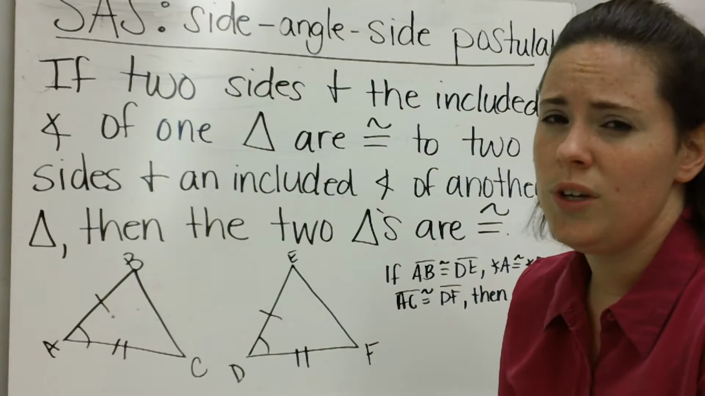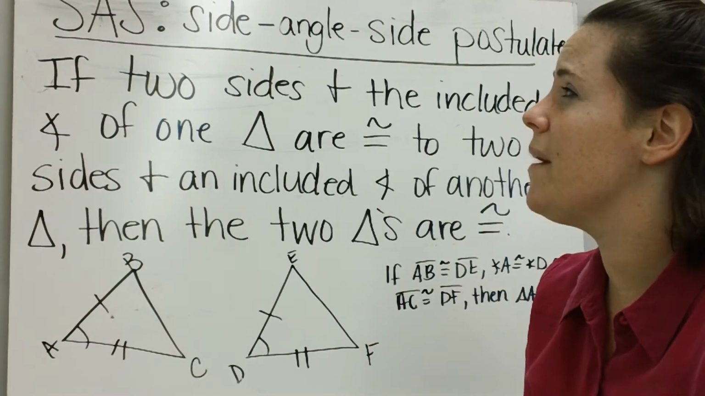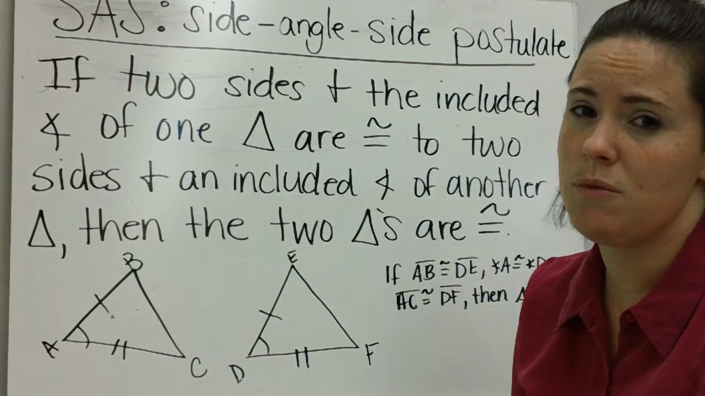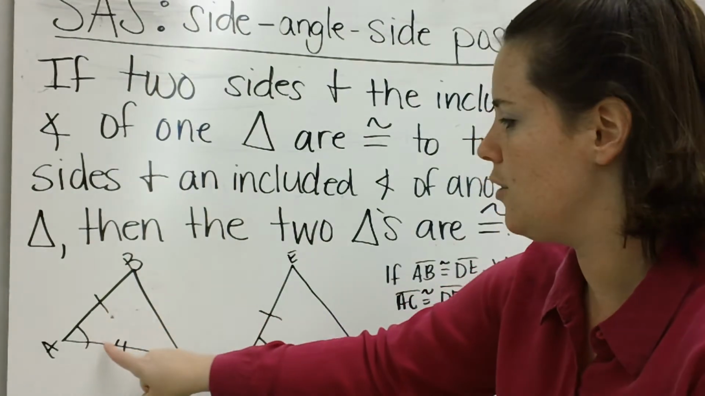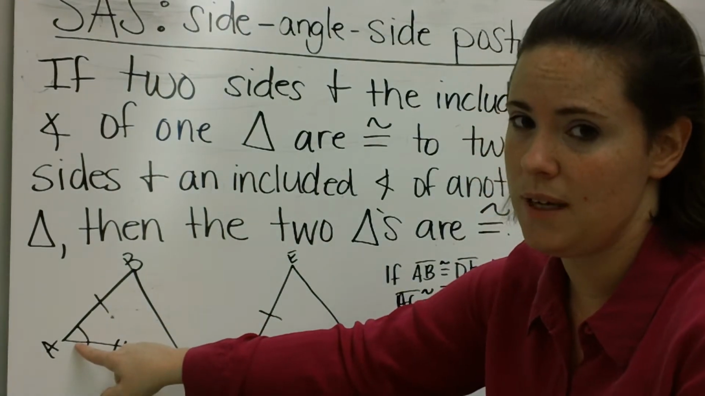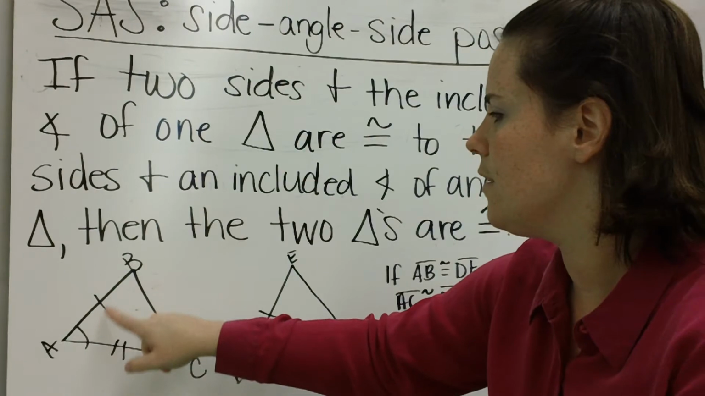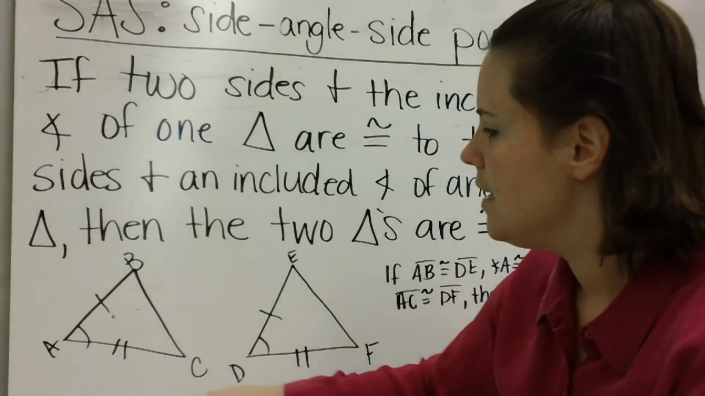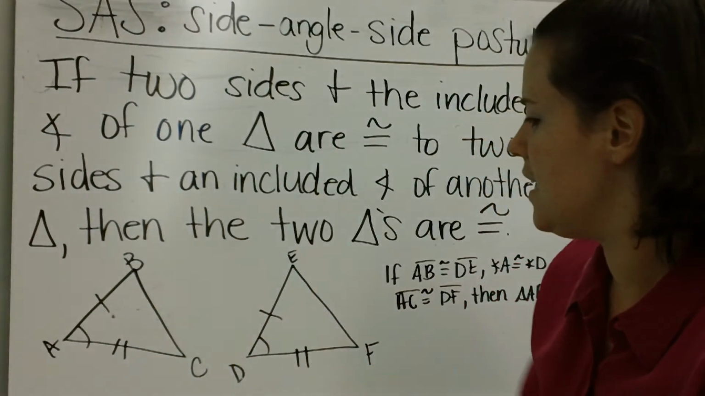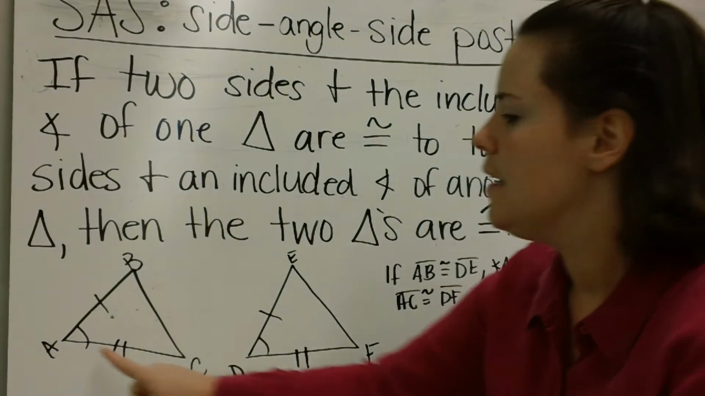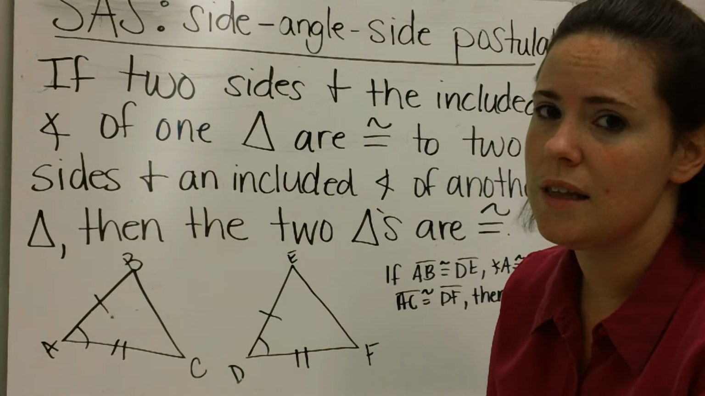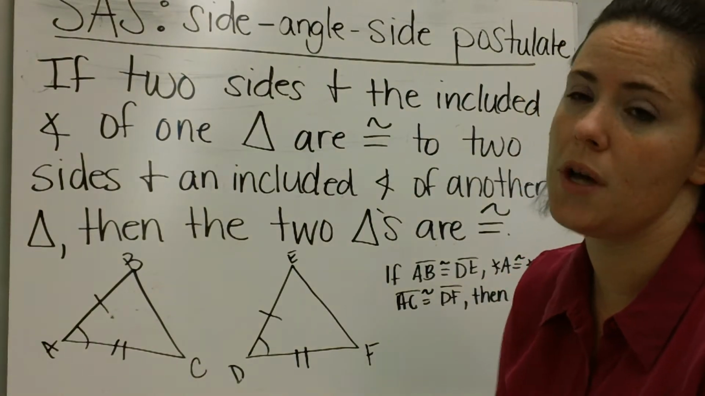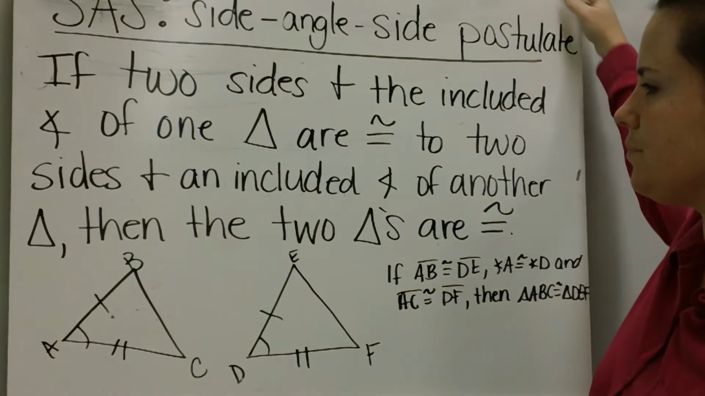And that word included is very important in this part because it kind of makes a sandwich. The angle is squeezed in between those two sides. So here you have a side, you have a side, your angle has to be in between it. So you have side AB is congruent to DE, and side AC is congruent to DF, and then angle A is congruent to angle D. Since this angle is included in it, then the two triangles are congruent by side angle side.